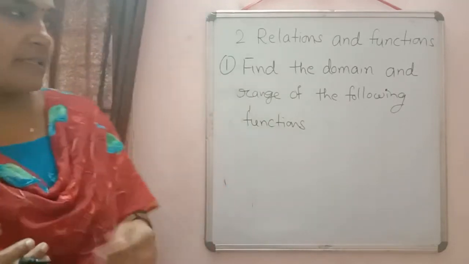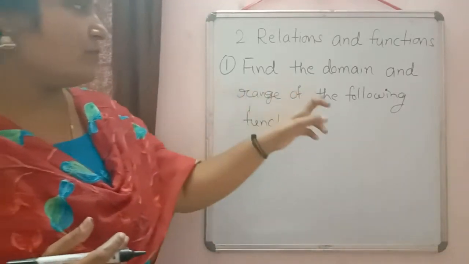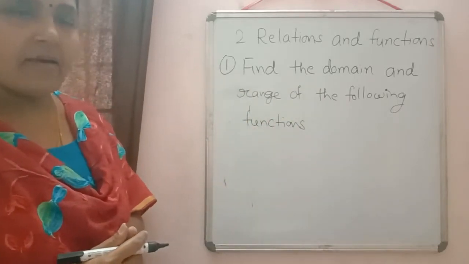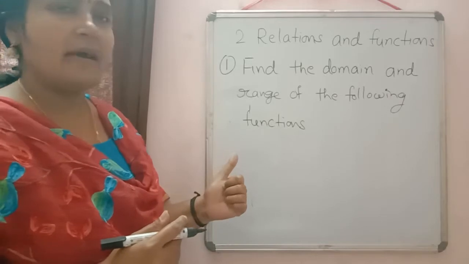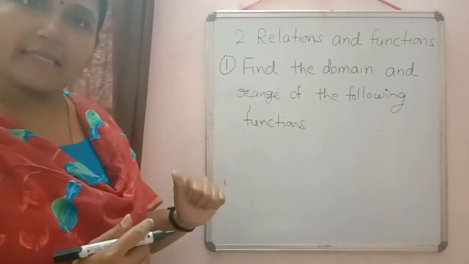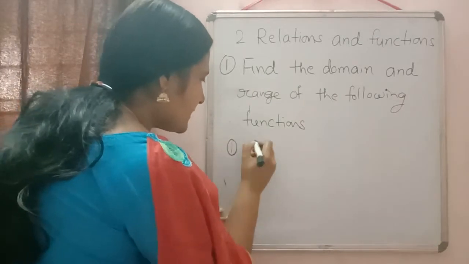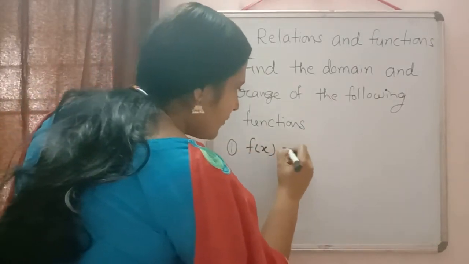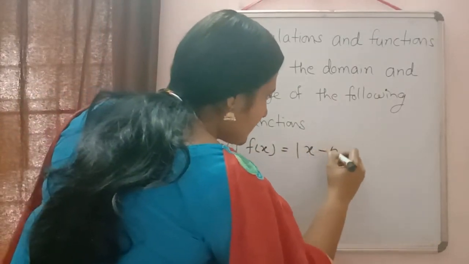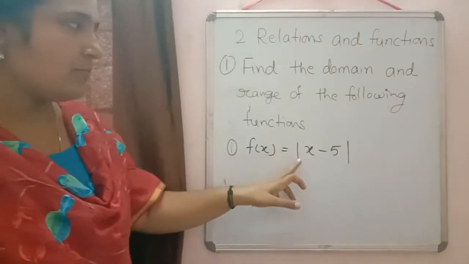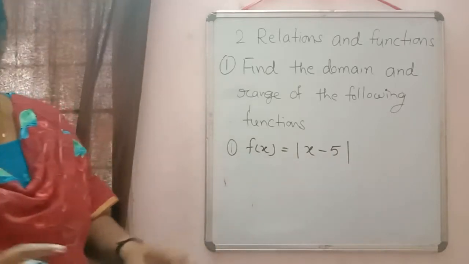So write down the question. Find the domain and range of the following functions. The first one is f of x is equal to modulus of x minus 5. F of x is equal to modulus of x minus 5.